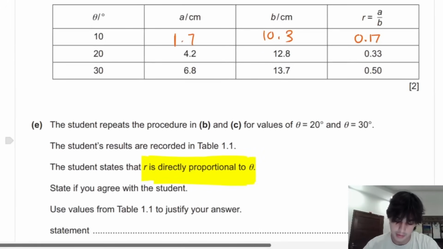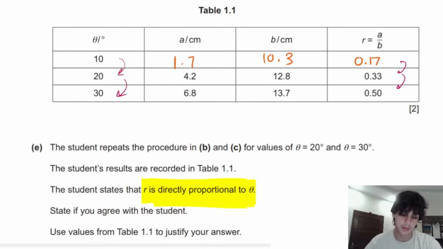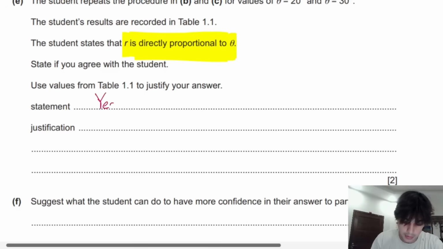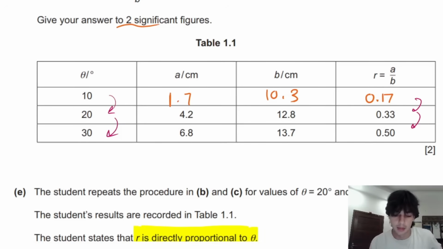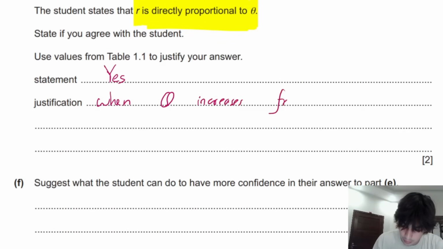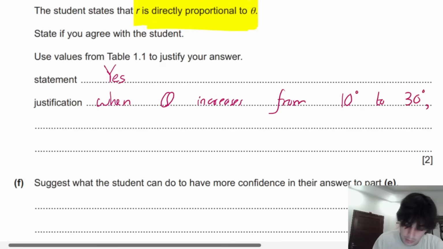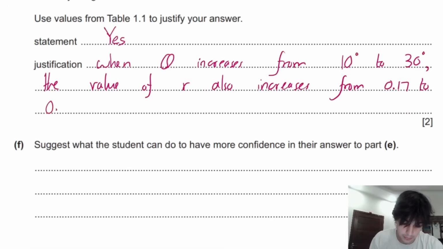Do we agree? Let's check this out. So we can see that as the value of R increases, the value of theta also increases. So we're going to mention how we agree with the student. And for this type of question, you just need to quote two data points and show that yes, there is indeed a directly proportional relationship. So you can just say something like, when theta increases from 10 degrees to 30 degrees, the value of R also increases from 0.7 to 0.0.